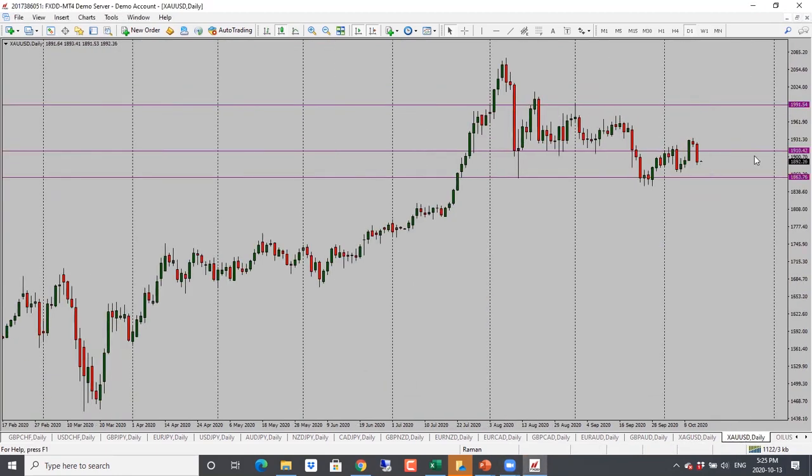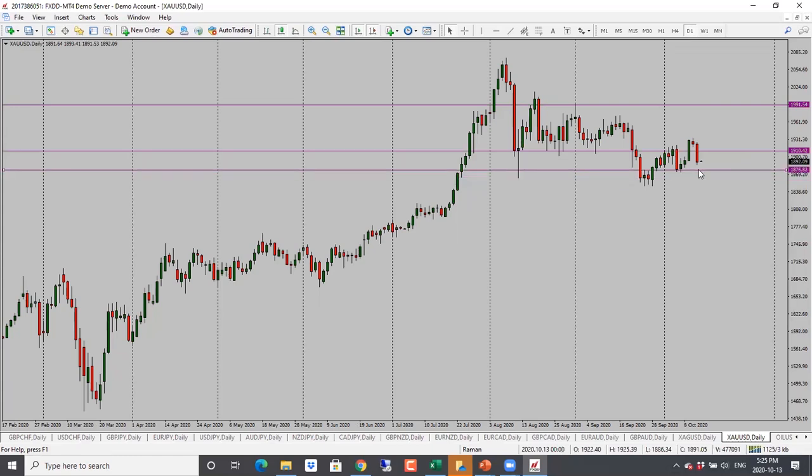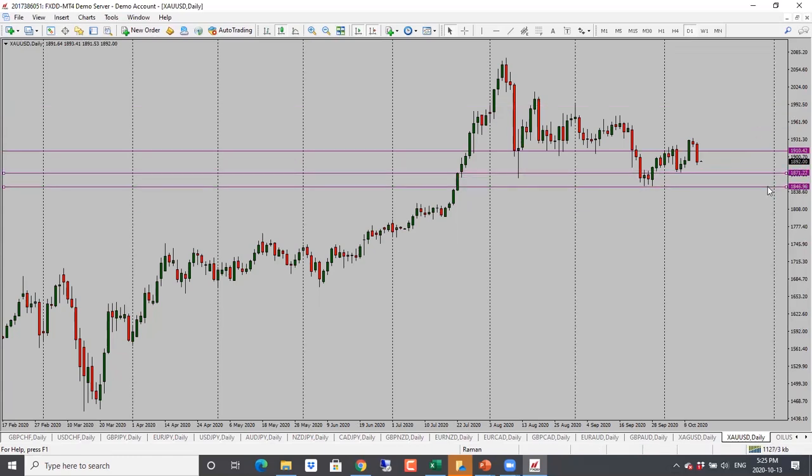Gold, same thing here. We have the evening star trade setup here. So this is looking bearish. First target here is 1871. And then we have 1847. So bearish bias for gold as well.